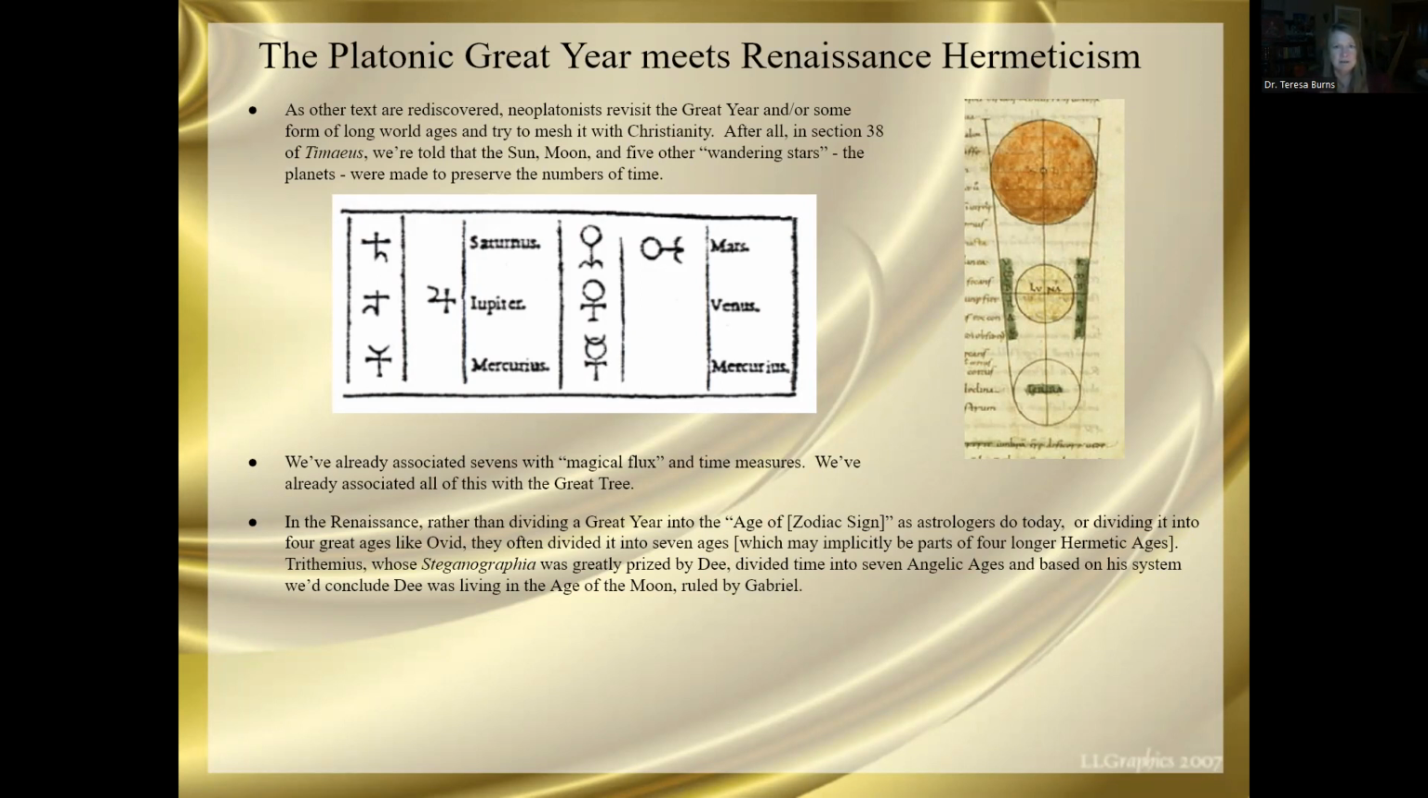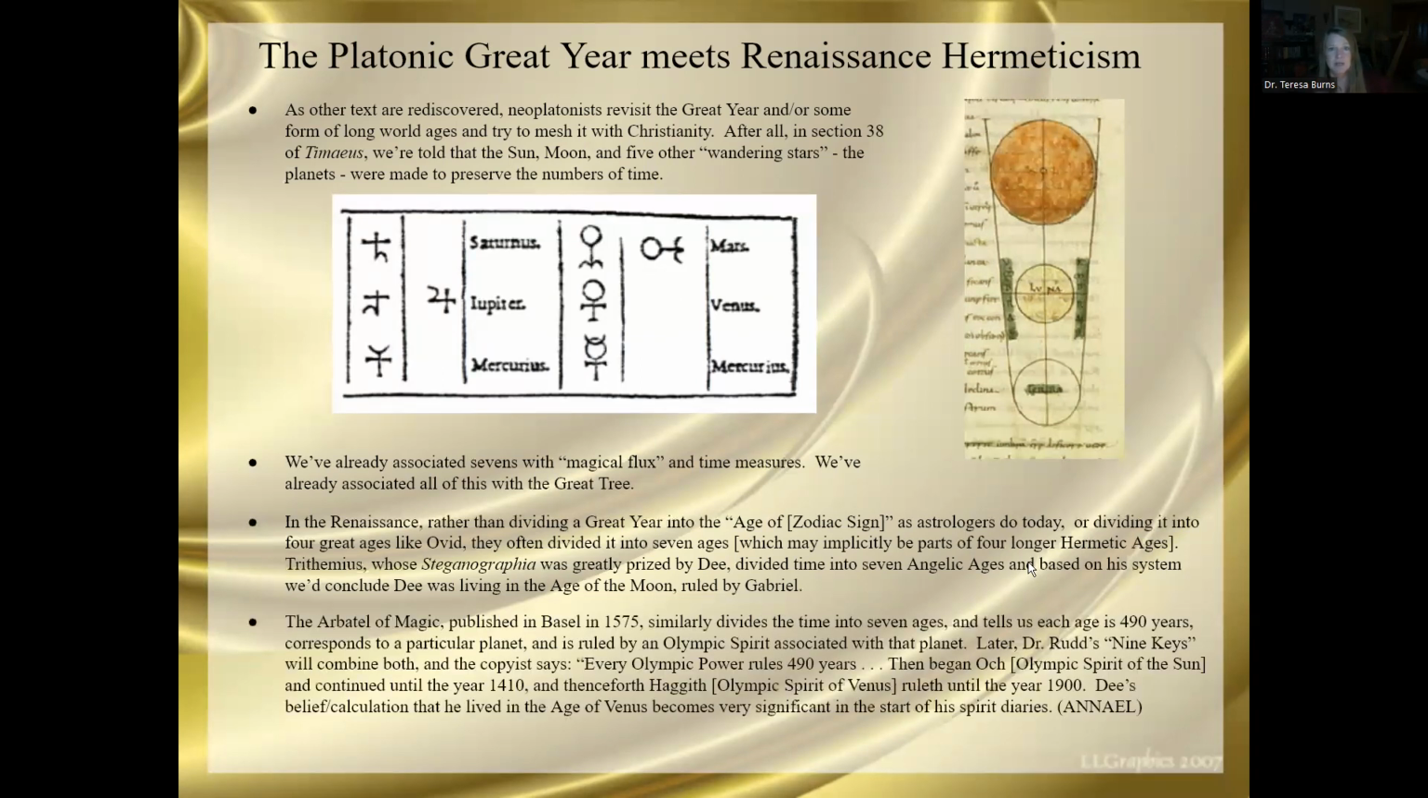So Trithemius, in his Stenographia, divided time into 7 angelic ages. That's a system that you can use to calculate out then, based on his system, D would be living in the age of the moon, and it's going to be ruled by the Archangel Gabriel. The fact that we are looking at angelic or archangelic rulers for different ages suggests the integration of Christian Kabbalism into this study of long world ages, by the way.